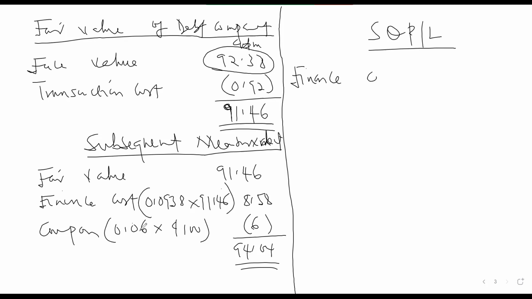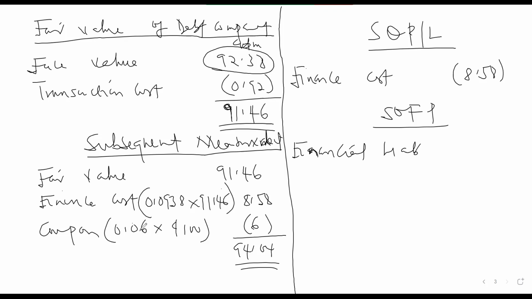So you have the finance cost of 8.58 as an expense. You come to the statement of financial position. Then you have your financial liability, which is the debt one, and that will be 94.04.